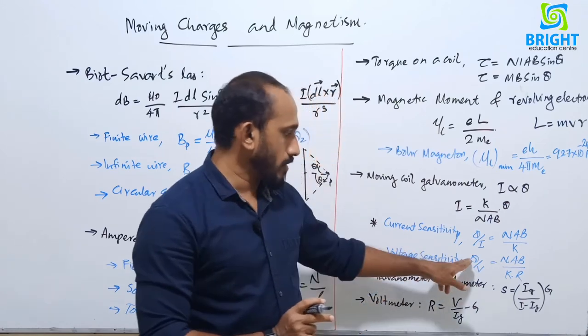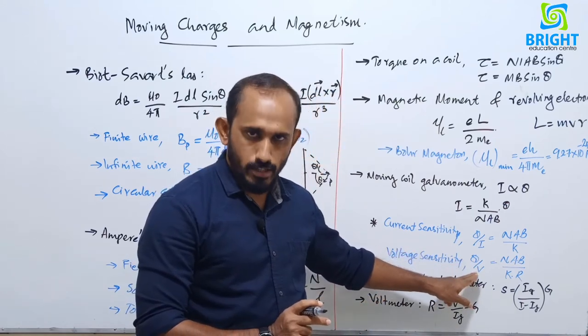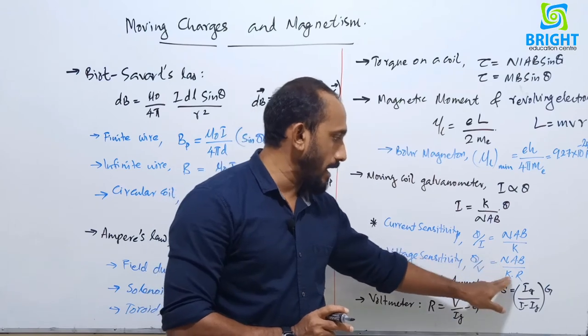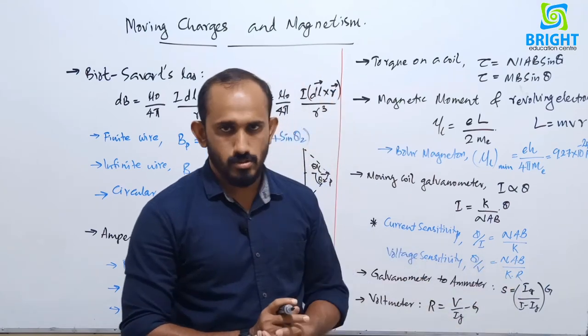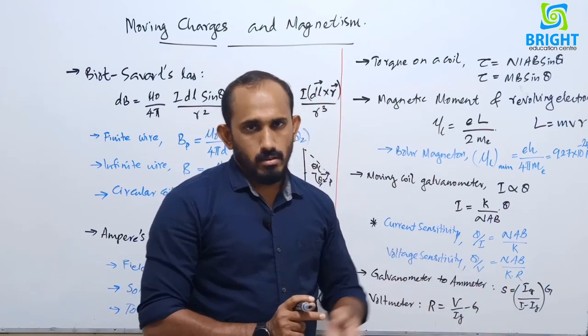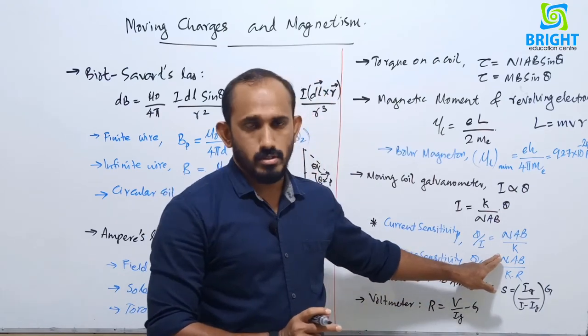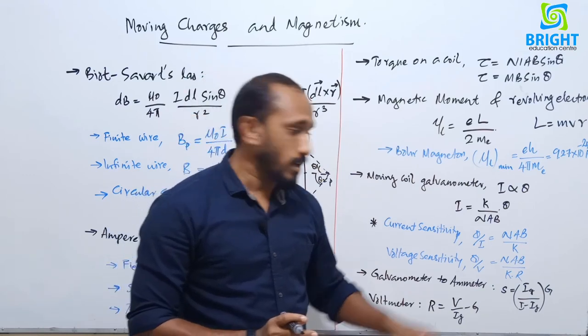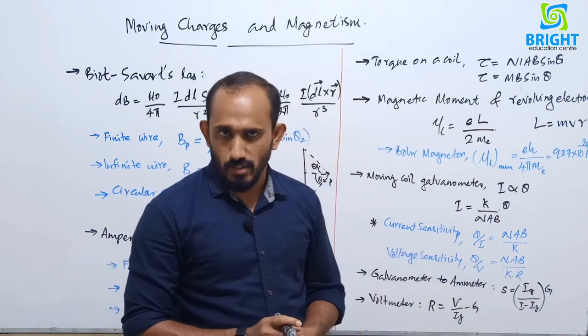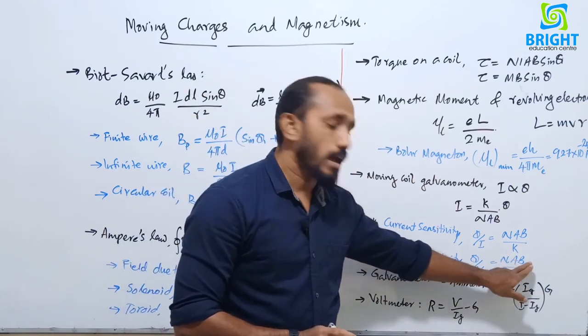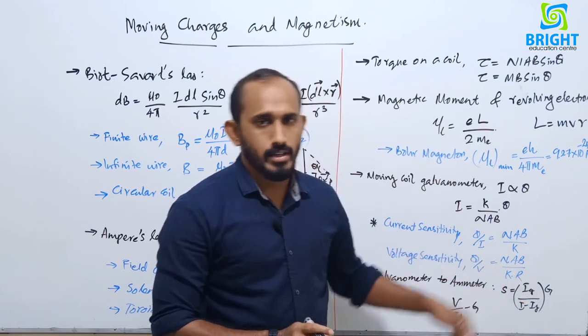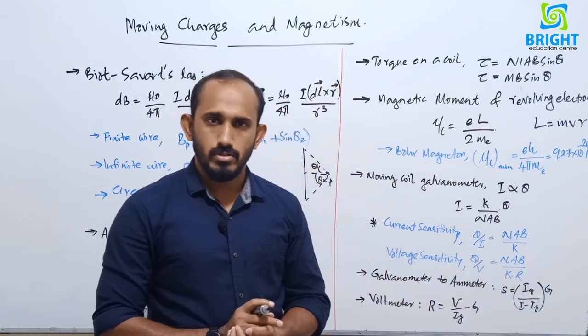Voltage sensitivity is given by theta by V, which is equal to NAB by K into R, where R is the resistance. You cannot increase the voltage sensitivity by increasing the number of turns. If the number of turns increases, resistance also increases, so it won't have much effect. You can change the area and the magnetic field intensity, and K you can decrease, to increase voltage sensitivity.